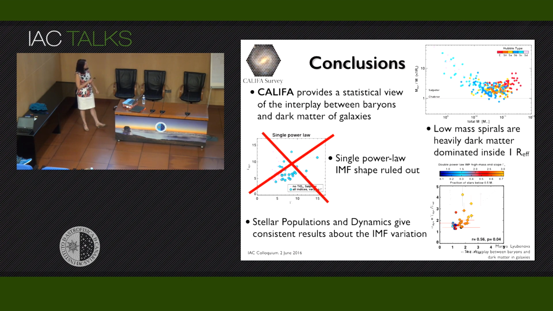Moving to the high mass galaxies, we can say that the single power law IMF shape is ruled out as an IMF for the stellar populations in these galaxies. And the last thing is that stellar populations and dynamics give us consistent results about the variation of the IMF in these giant galaxies. Thank you very much. Questions?